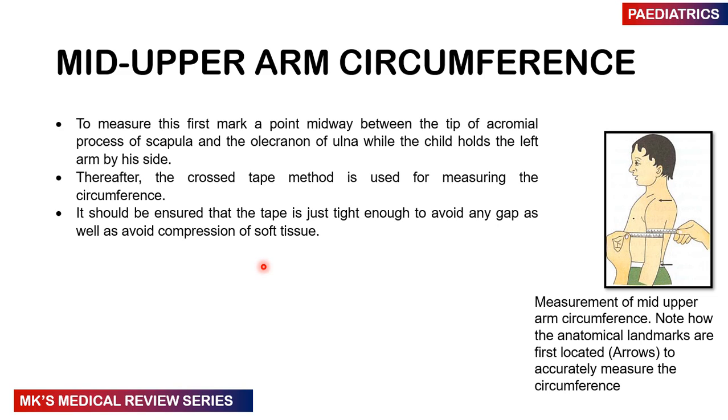So the first landmark is going to be the tip of the acromion process. That's from the scapula. Then, of course, the olecranon here from the ulna. Halfway between them is where you should measure this. You should also use a crossed method when you're measuring this. And remember that if the mid-upper arm circumference is less than 11.5, then that's usually pointing towards severe acute malnutrition. And remember that your tape should be non-elastic, shouldn't be able to stretch.